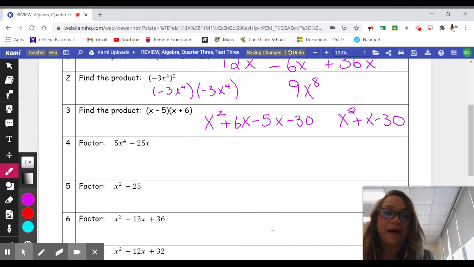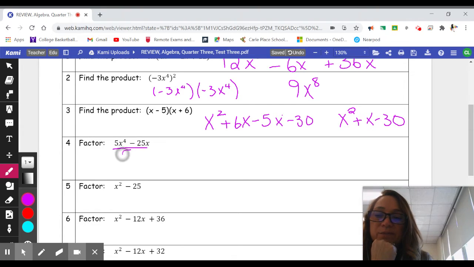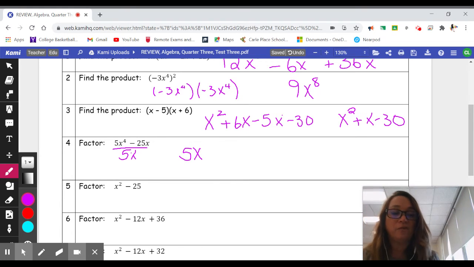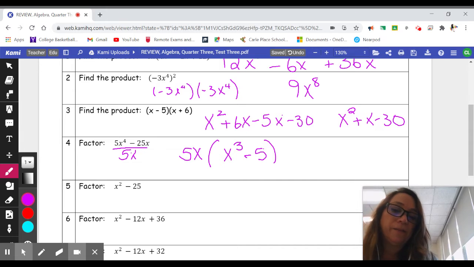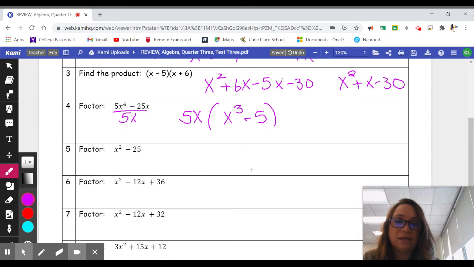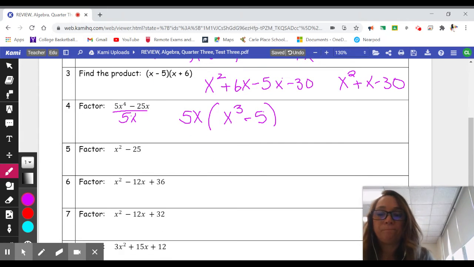All right, so factor. First, I'm going to look for a GCF, and there is one. So I'm going to divide both of these by 5x, which is the GCF. And you remember you put the GCF up front. So that would give me x to the third minus 5. X to the third minus 5 is not factorable, so I'm done.